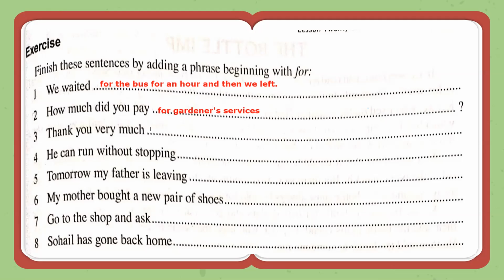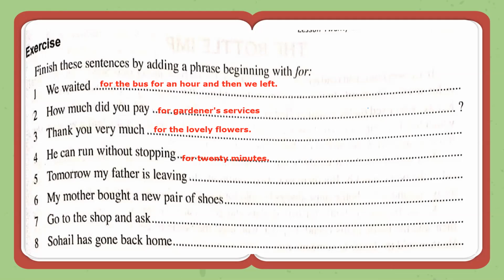Number three, thank you very much. Thank you for what, dear students? Thank you very much for the lovely flowers. You can say for the lovely flowers, or for the gift, or something else you can write. Up to you, dear students. Number four, he can run without stopping. He can run without stopping for 5 minutes. For 5 minutes, for 20 minutes, you can say. So like this, he can run without stopping for 20 minutes. Up to you, how you write.